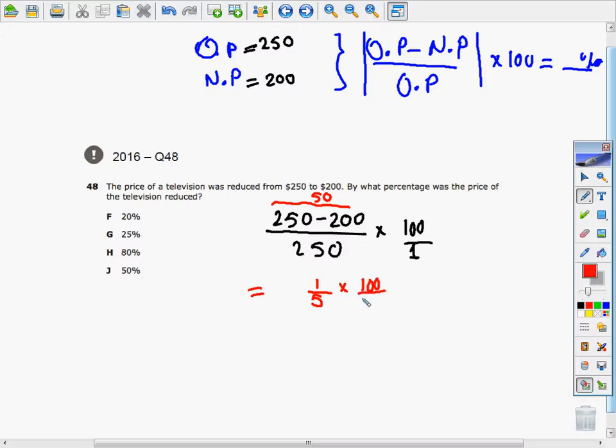100 over 1. We have to do the multiplication of fractions. We can simplify crossways, and we are going to have 5 goes into 100 20 times, and our answer is going to be 20%. So which is F.